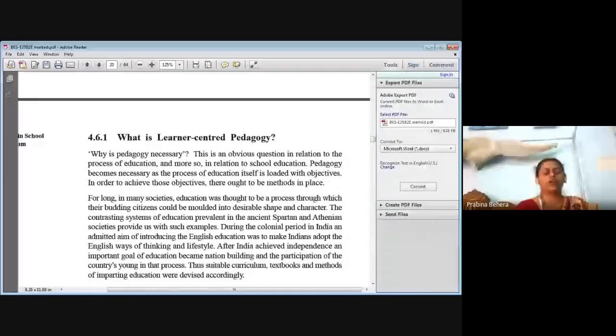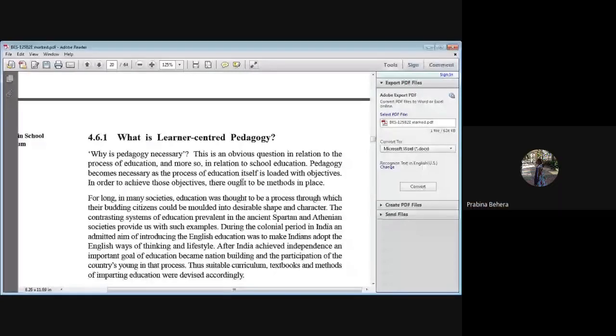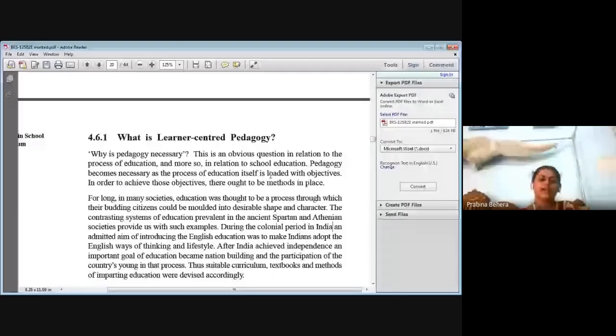Pedagogy, we all know, is the science or art of teaching. Teaching is a science and teaching is also an art. So it has a great important relationship to school education, and it is very necessary to achieve our objective, achieve our learning outcomes.